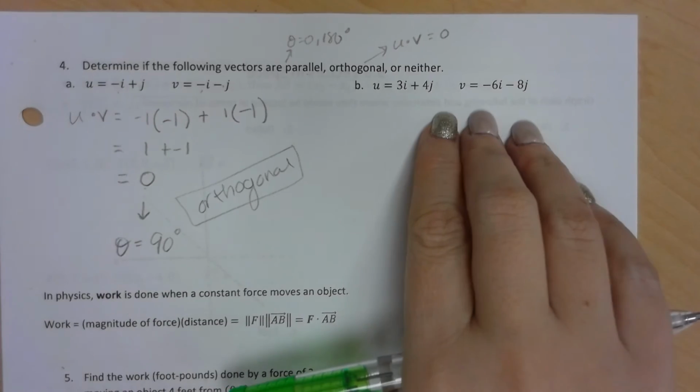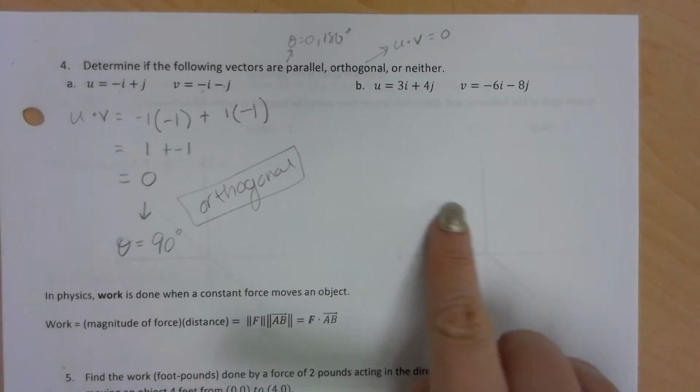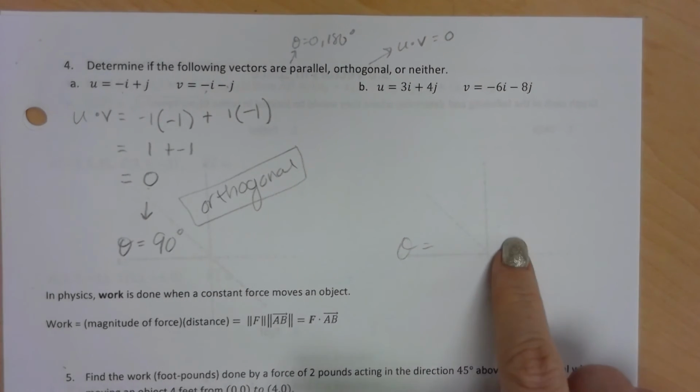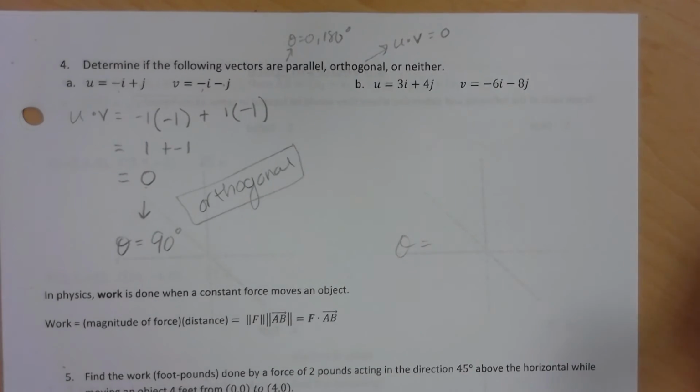Okay, so I'm going to leave this one for you guys to do on your own. Remember, if you don't get a 0 here, then you would have to keep going. Once you get an answer for theta, then you would determine if it's parallel, orthogonal, or neither. But I want you guys to try this one on your own.